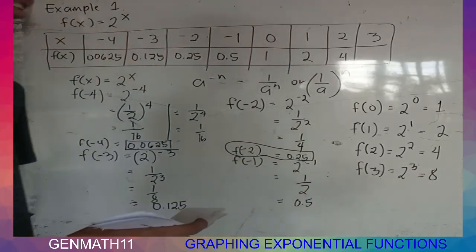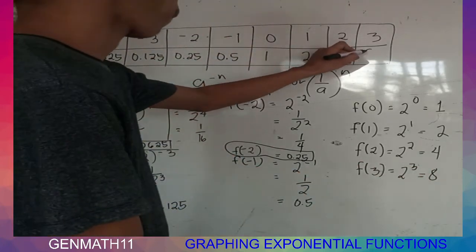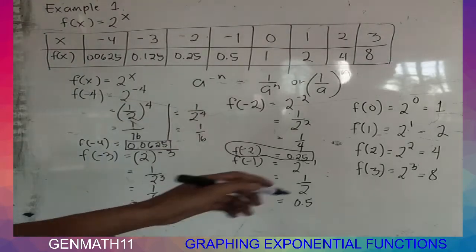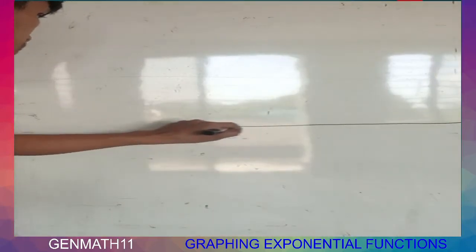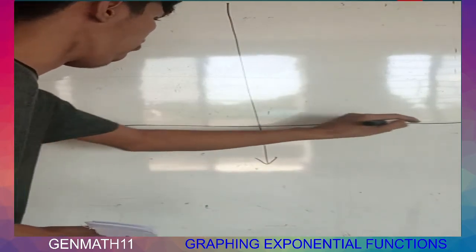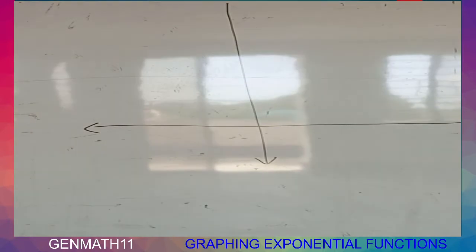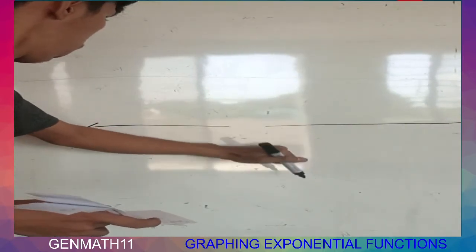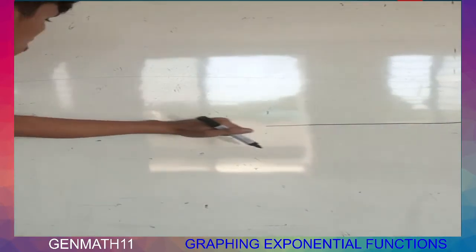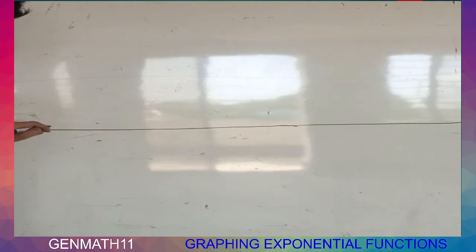So, 8 naman siya. So, pwede natin siyang i-graph. Okay? So, pwede na tayo mag-graph. Kung mapapansin nyo, lahat ng values ng x natin ay positive numbers. Halos positive numbers, di ba? Okay, pababain lang natin siya para magkasya. Okay? So, hanggang negative 4 lang tayo.